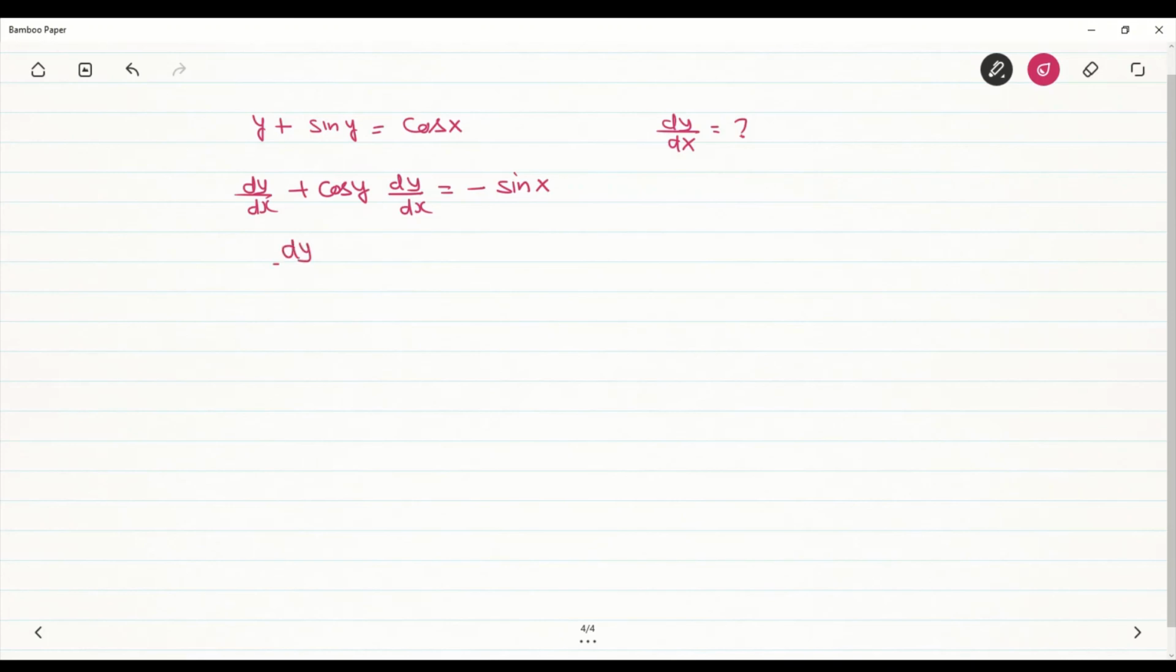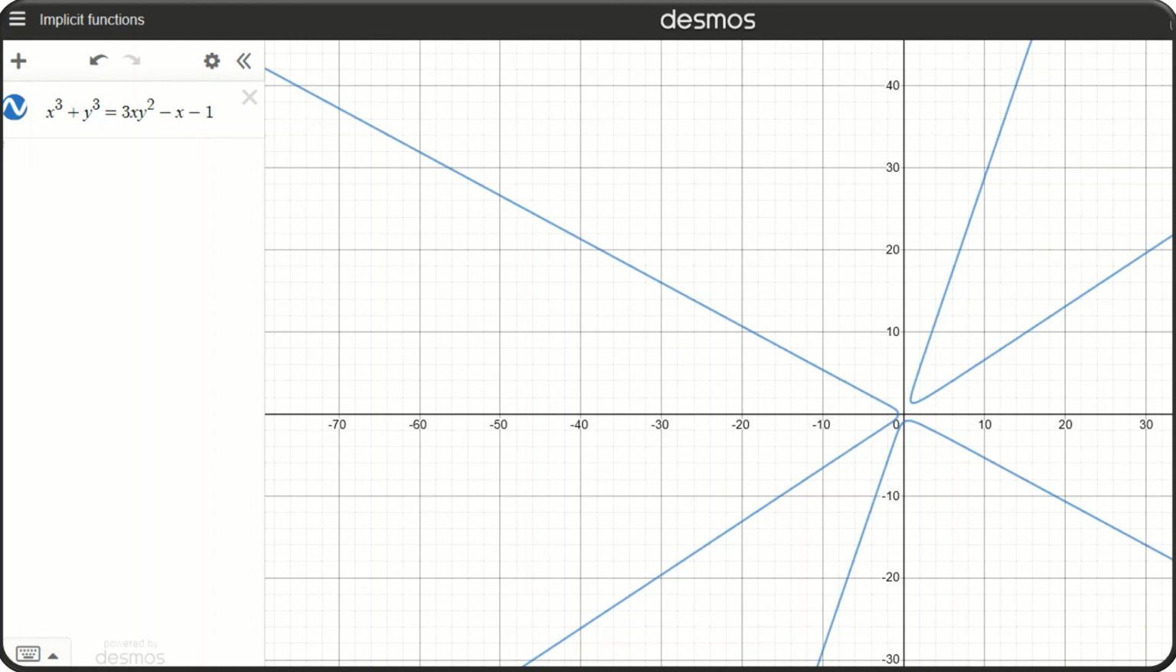Now all we need to do is collect dy by dx from here, and you are left with 1 plus cos y is equal to minus sine x. And if I find the derivative of the entire function and try to find out dy by dx, the answer would be minus sine x, and the whole thing divided by 1 plus cos y. So this is how we differentiate implicit functions. Yeah, you can also see here some implicit functions and their graphs.